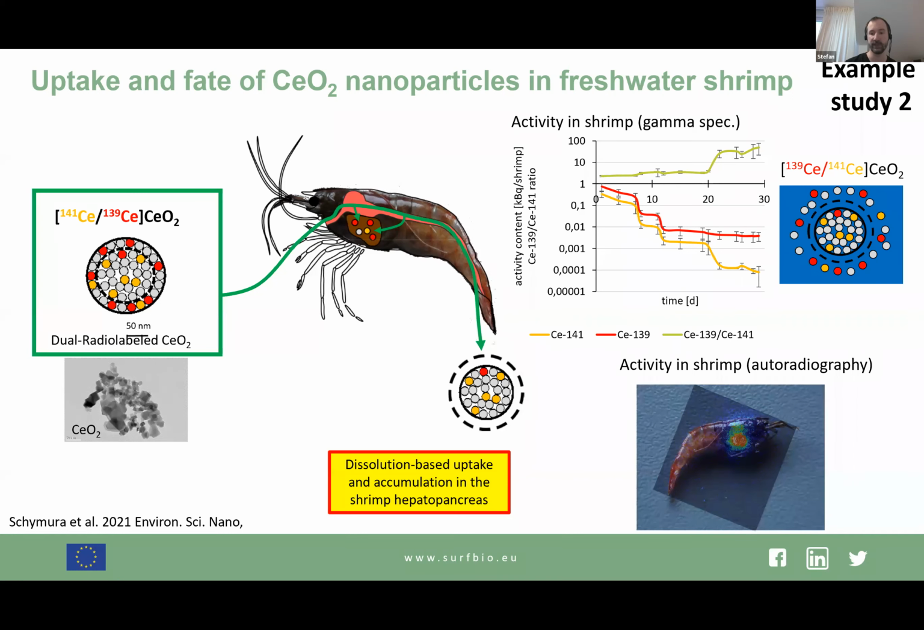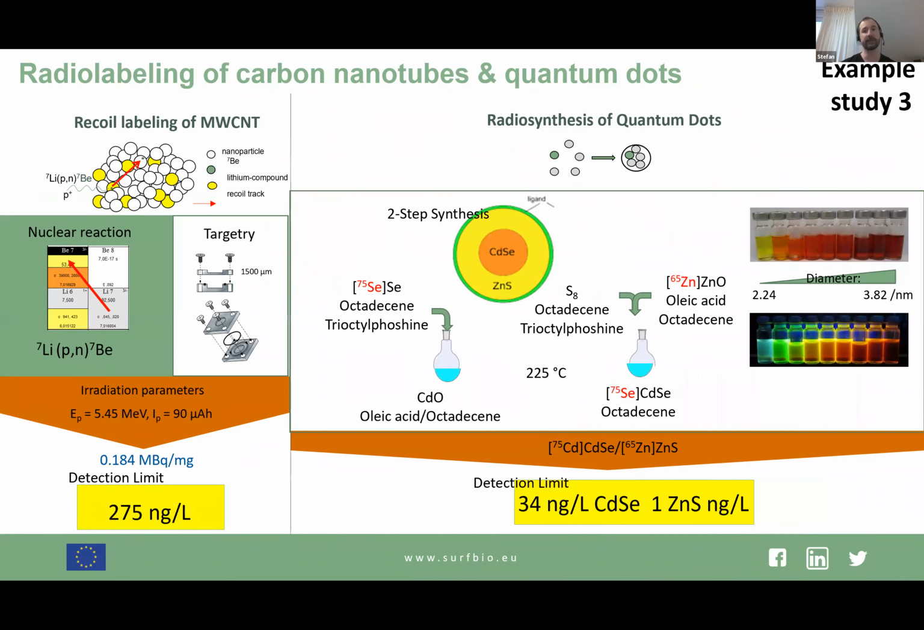Another example here, just shortly, because I want to mention each of the different techniques one time. So we have the recoil labeling that we used for multi-wall carbon nanotubes. They had to be multi-wall because the beryllium has to stick in between the layers, so it doesn't work with single walls.